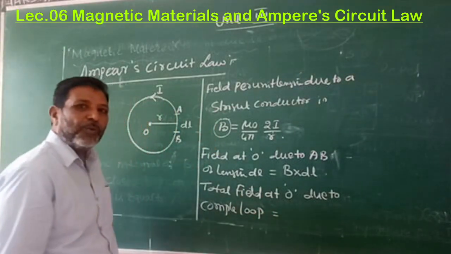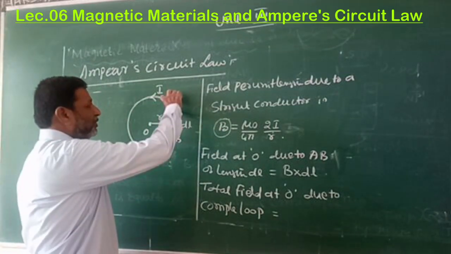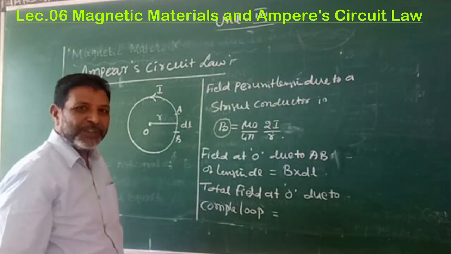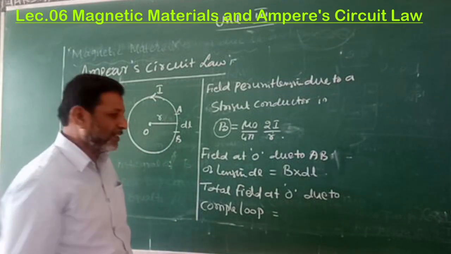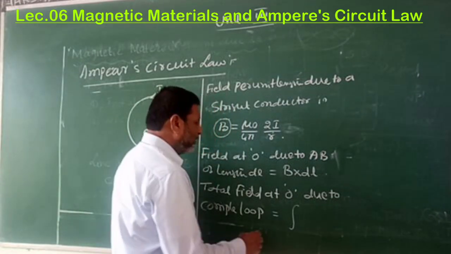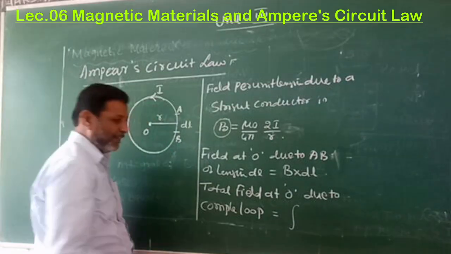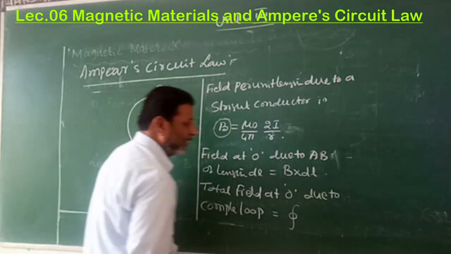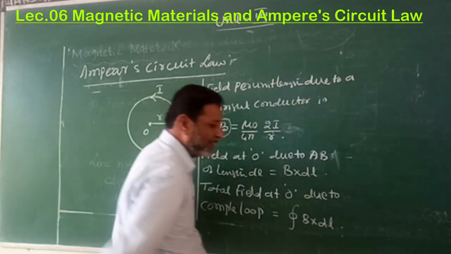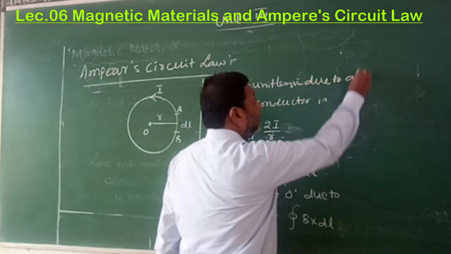It is the summation of the contributions: due to this much, this much, this much, and so on. That summation is the integration. We add this as a line integral, with the symbol, of B into dl.